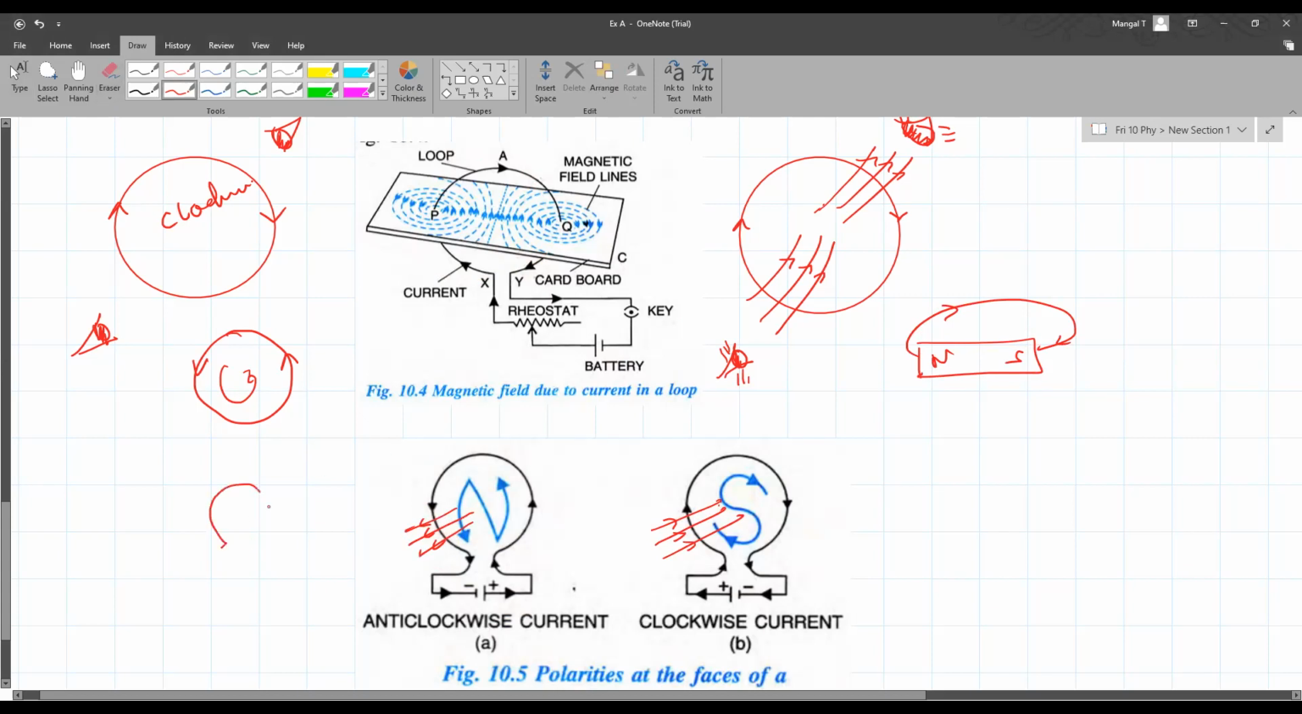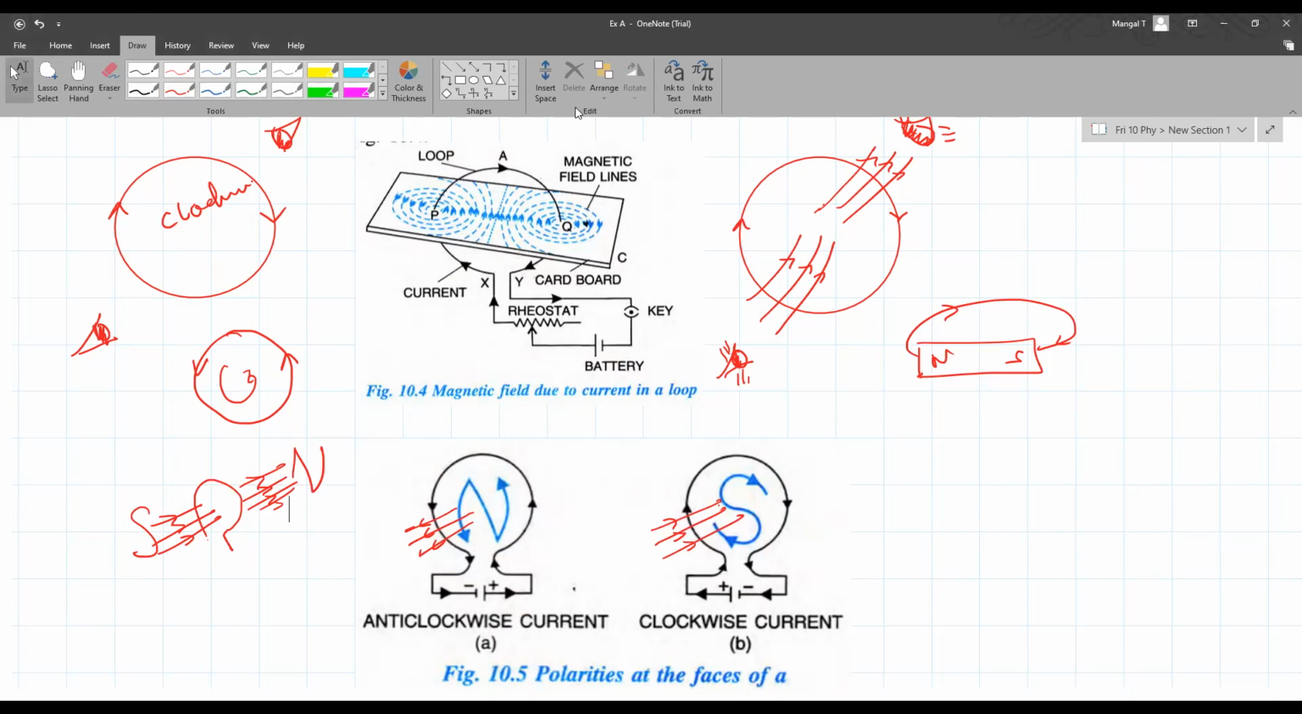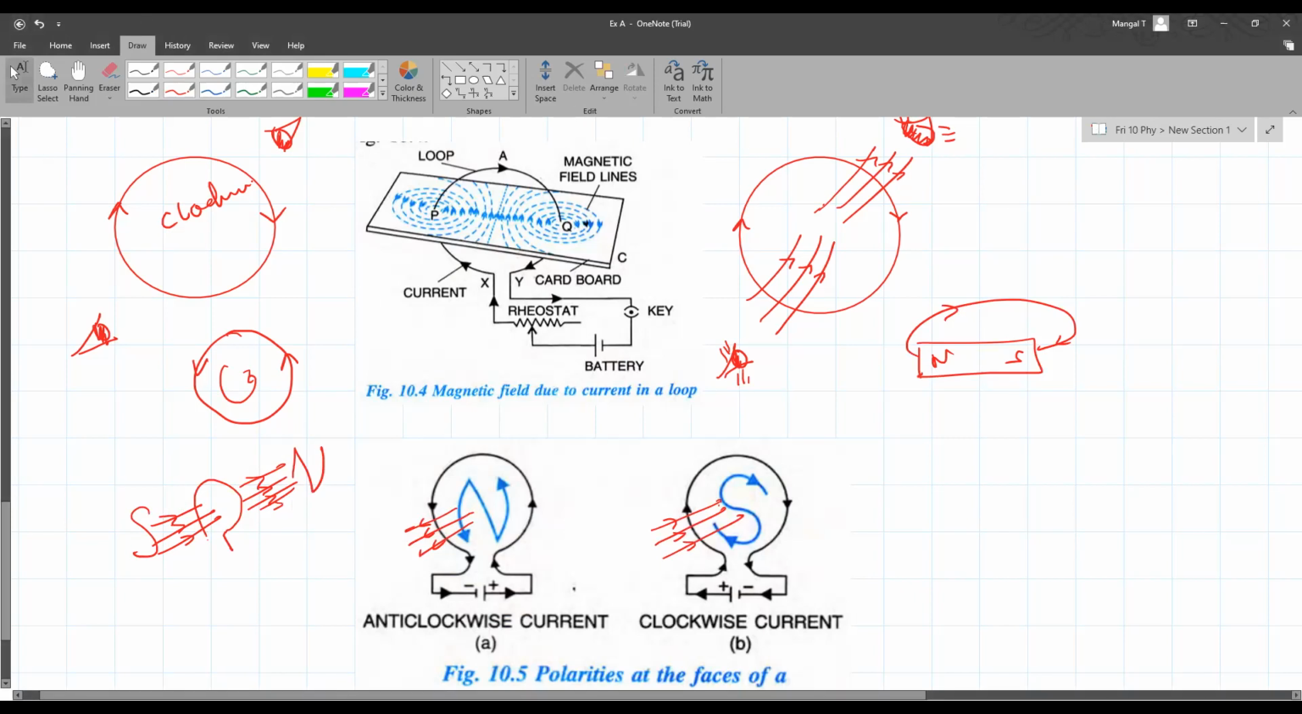So for the same loop, if I draw the loop something like this, where the loop lines are entering and exiting, so if they enter, that means this particular face is south, and if they exit, then this particular face is north. Okay, this is again an important thing for you to identify. Fine.